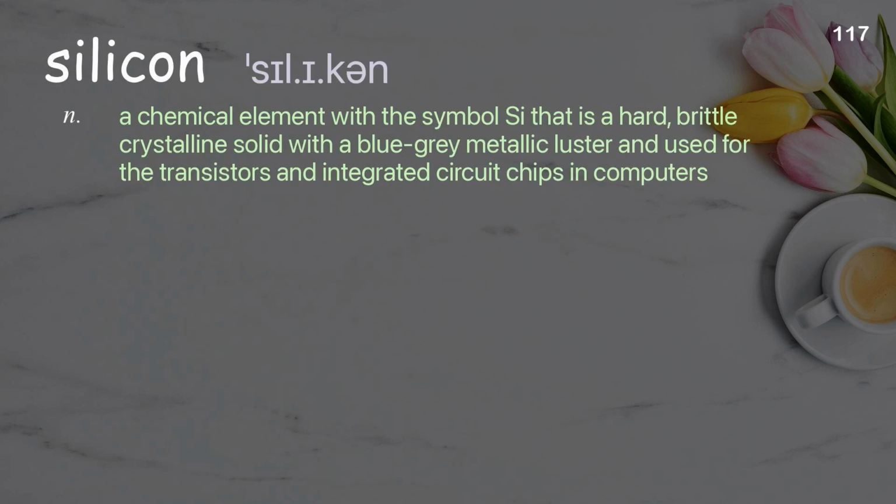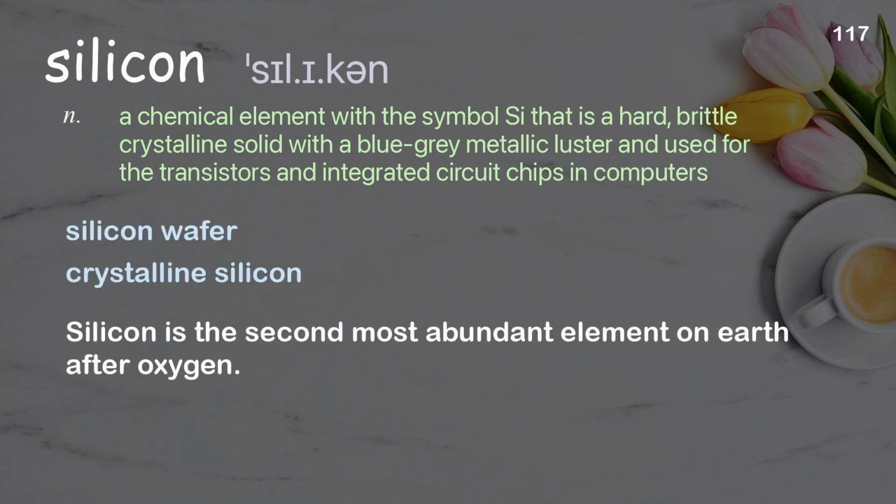Silicon. A chemical element with the symbol Si that is a hard, brittle crystalline solid with a blue-gray metallic luster and used for the transistors and integrated circuit chips in computers. Examples: Silicon wafer. Crystalline silicon. Silicon is the second most abundant element on Earth after oxygen.